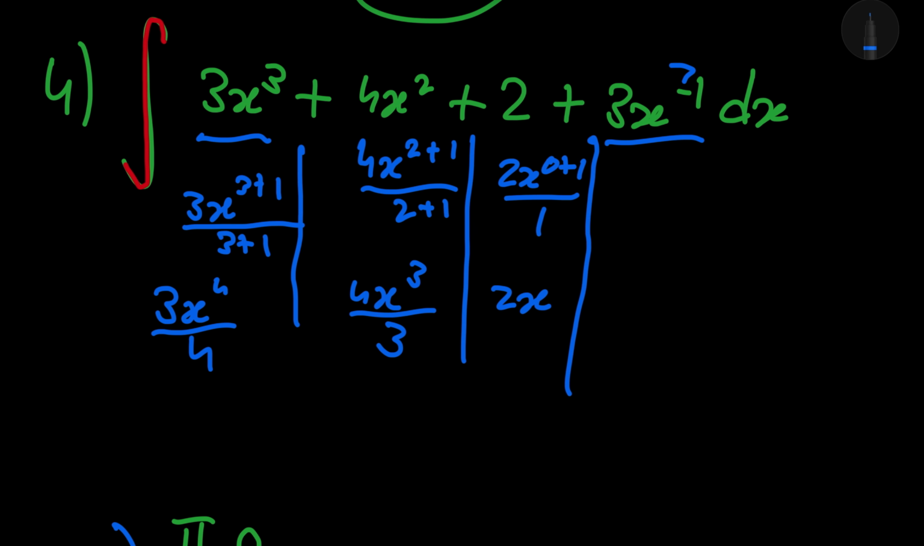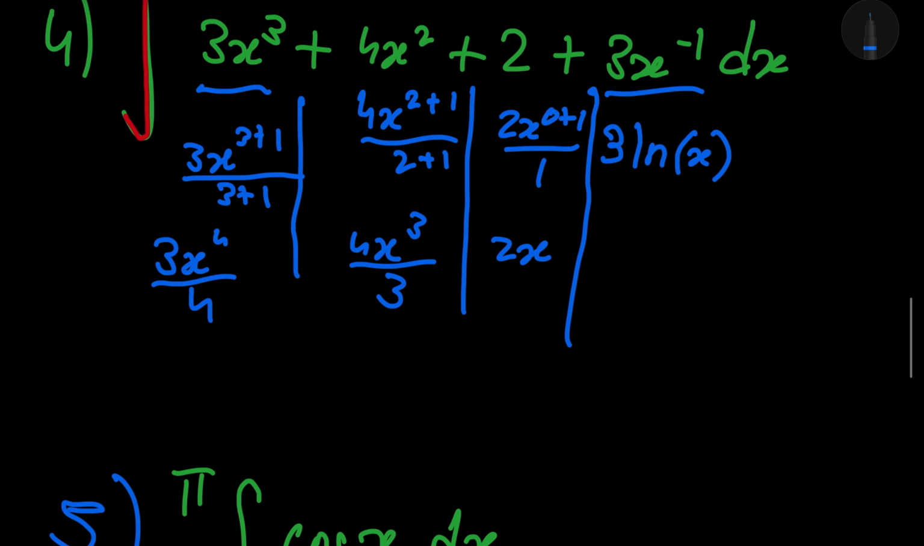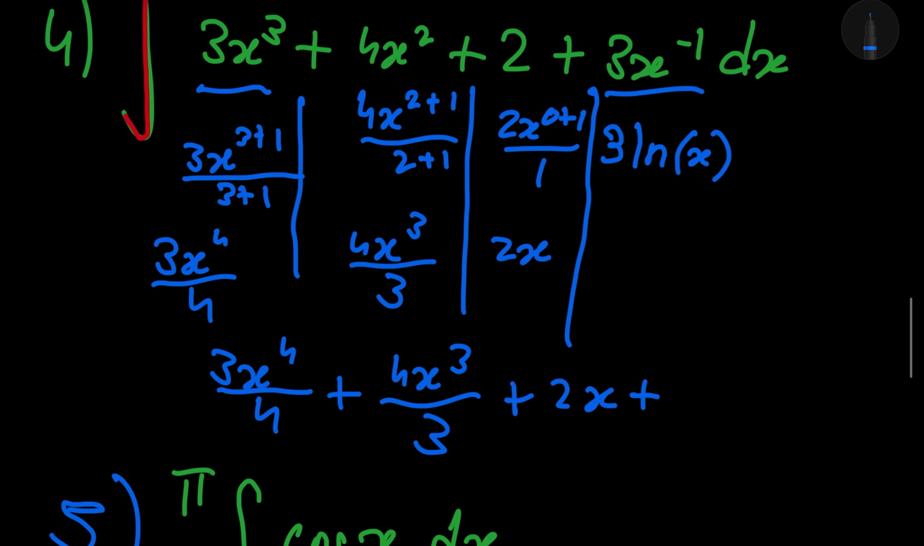And again, be very careful with this negative 1. This is a trick question. And instead of something x to the 0, this will be 3 ln x. So this leaves me with my final equation, something like this: 3x to the power of 4 divided by 4 plus 4x to the power of 3 divided by 3 plus 2x plus 3 ln x plus c.